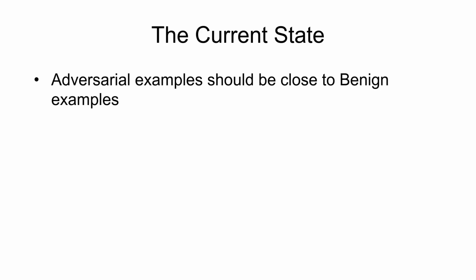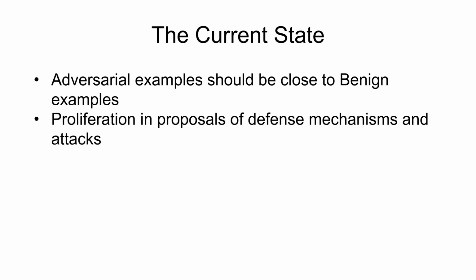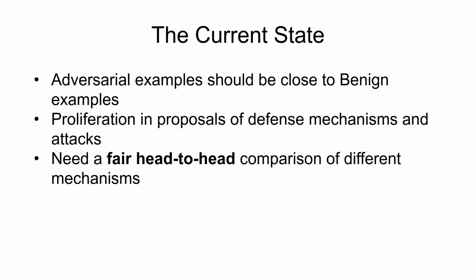So far, we know an adversary example should be close to the benign image, which means the adversary image should not affect human perception, and it will also cause the classifier to make a misclassification. Researchers have already proposed many defense mechanisms and attacks. To better understand which defense mechanism gives better protection and which attack algorithm can generate more effective adversary examples, we really need a fair head-to-head comparison of different mechanisms.